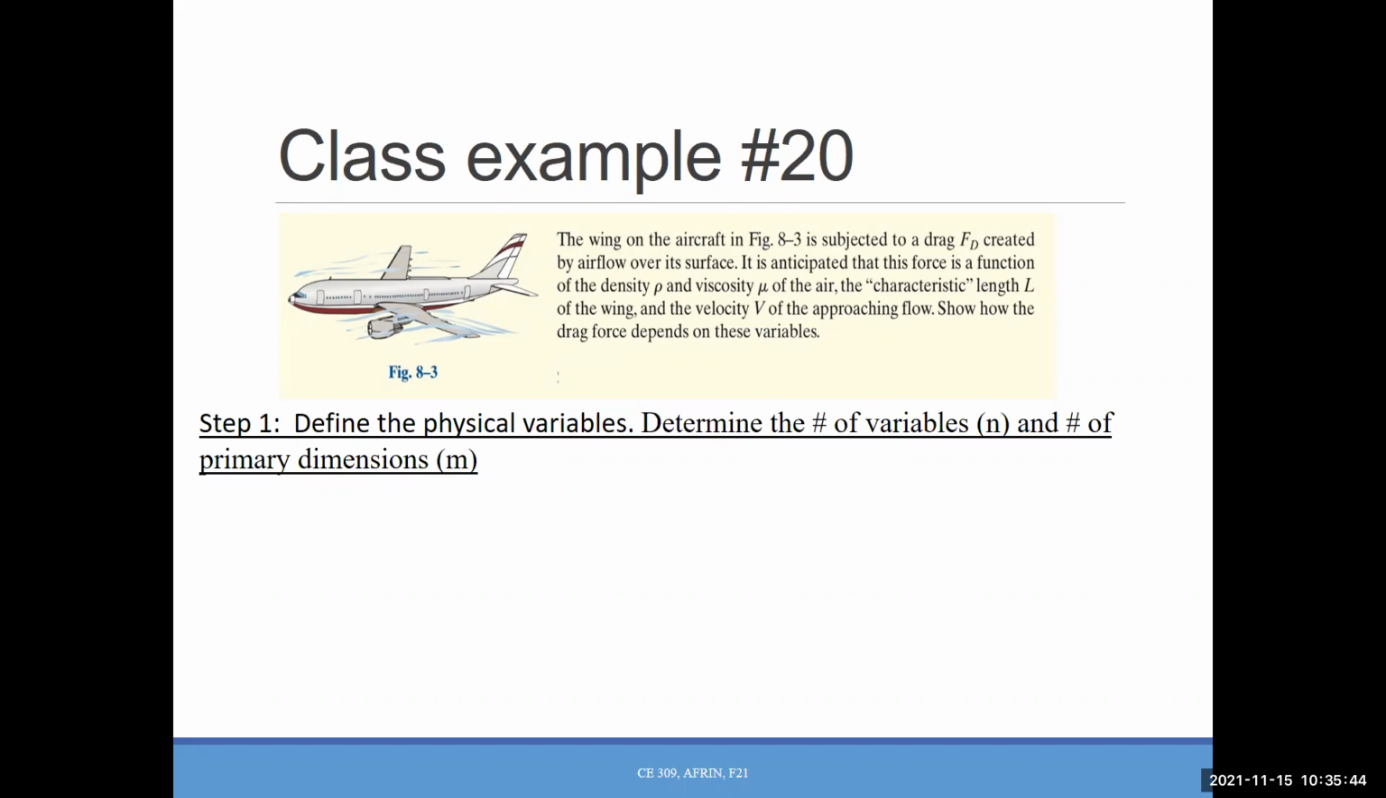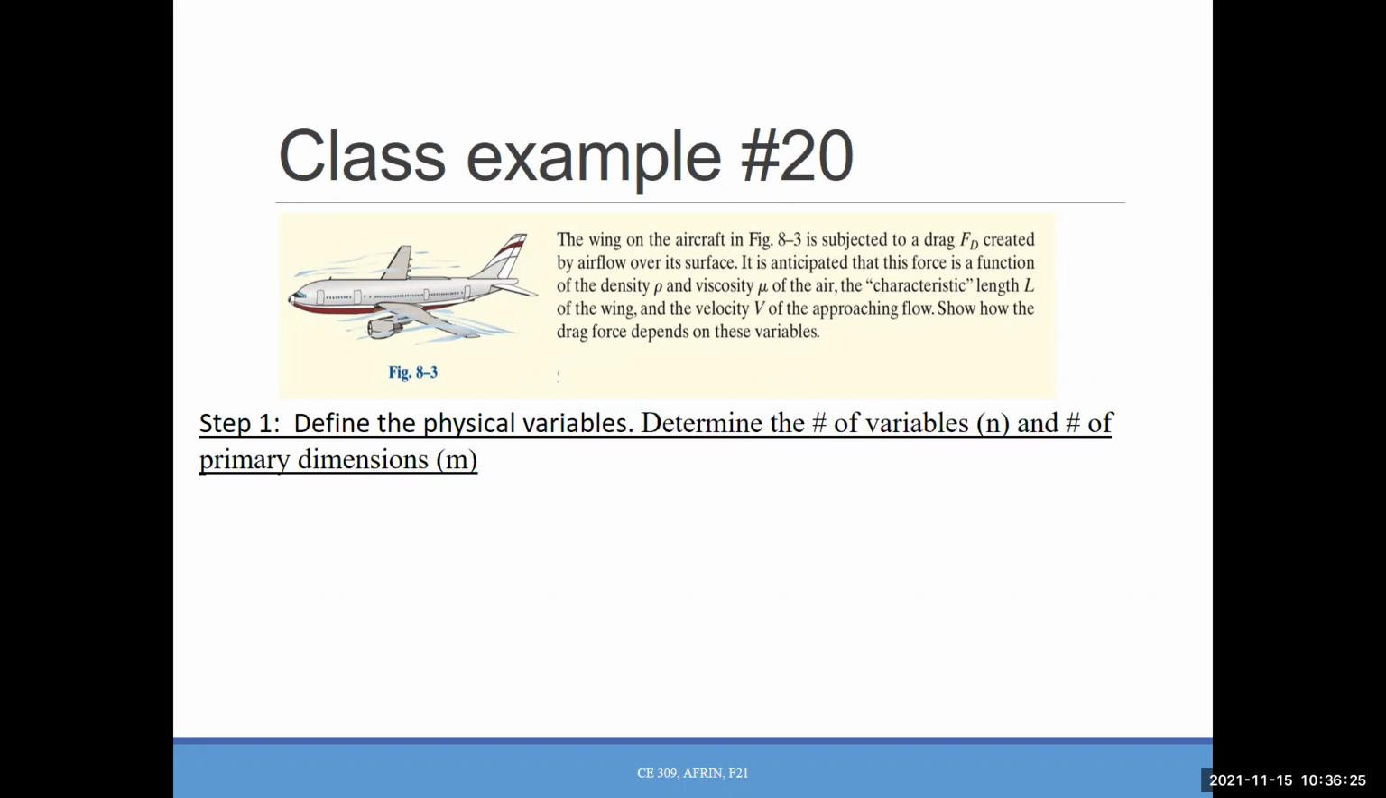Mr. Kisling, do you want to read the class example 20? The wing on the aircraft in figure 8-3 is subjected to a drag FD created by airflow over its surface. It is anticipated that this force is a function of the density rho and viscosity mu of the air, the characteristic length L of the wing, and the velocity V of the approaching flow. Show how the drag force depends on these variables. Thank you very much. So this one is the one we just started our discussion with at the very beginning of this lecture. So now we will try to actually calculate on that.